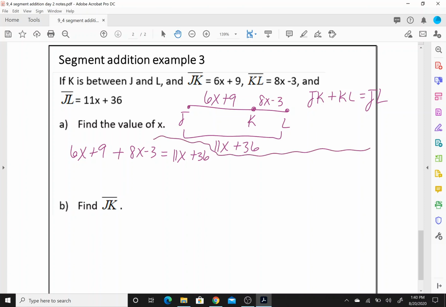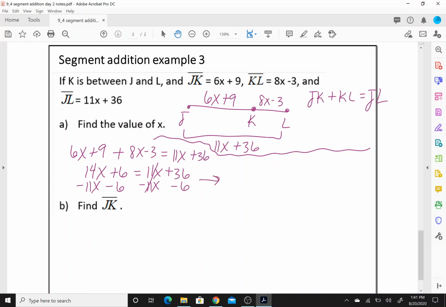So combine like terms and solve. 6x and 8x, that's 14x. 9 plus a negative 3, that's going to be 6. So now I can just move the 11x over here, and I'll move the 6 over to the other side. So I'm going to subtract 11x from both sides, because that will cancel there. And then to get rid of positive 6, I'm going to subtract 6. So my result will be over here.